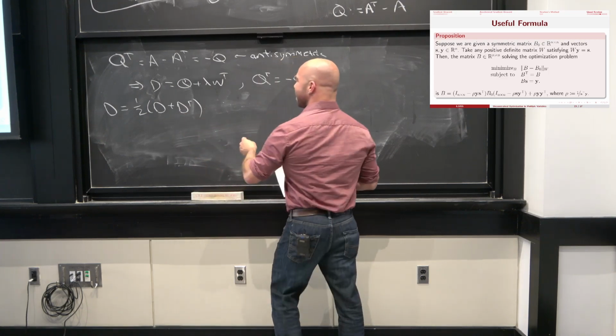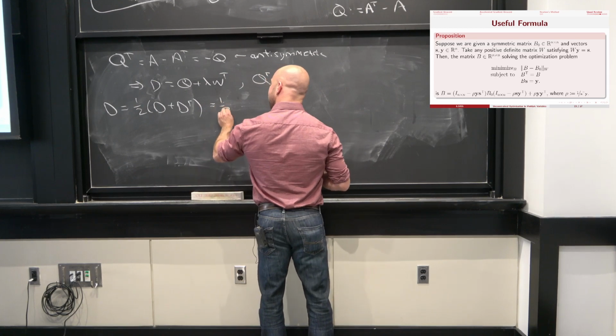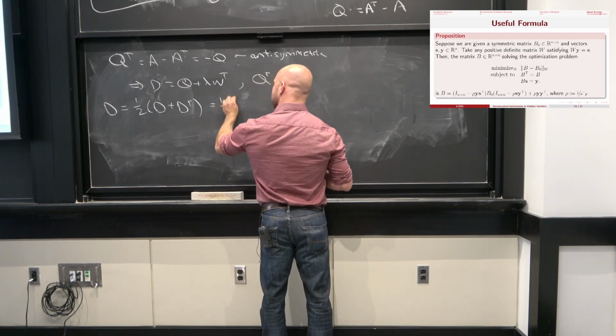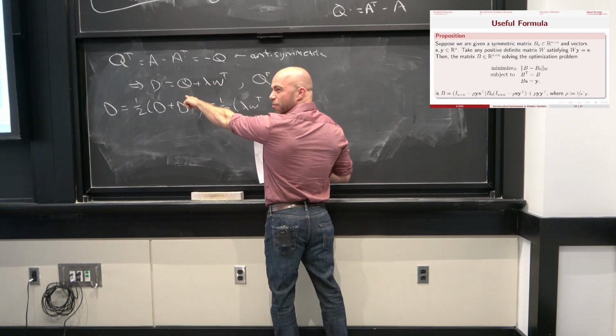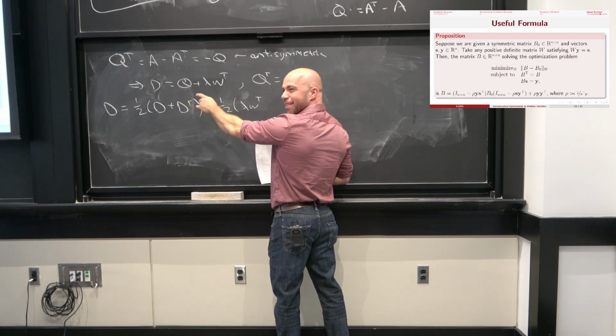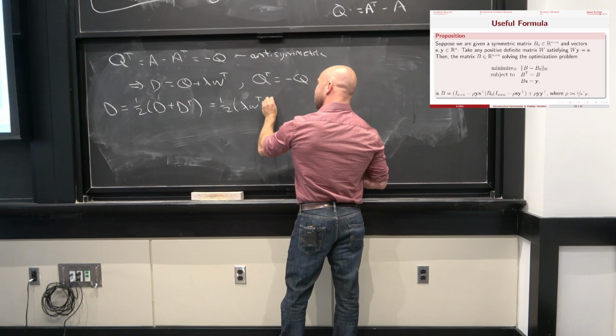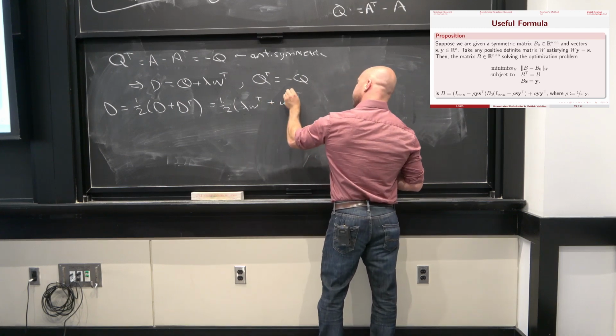But why should I do that? Well, this is going to be equal to 1/2 D, which is going to be like lambda W transpose plus Q. But then you're going to have plus Q transpose. And remember that that sum is 0. Like that.